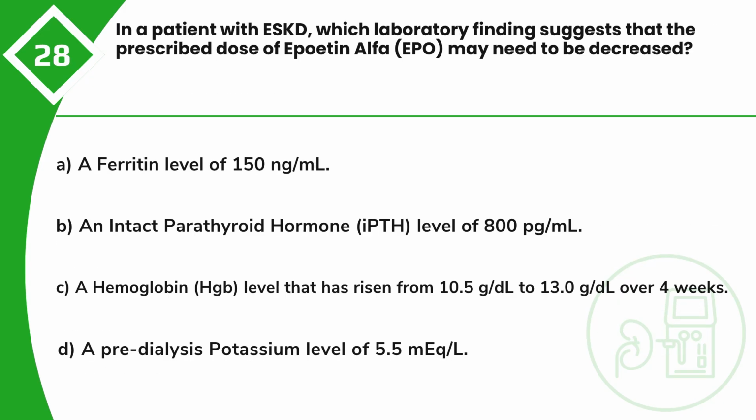Question 28. In a patient with ESKD, which laboratory findings suggest that the prescribed dose of epoetin alpha, EPO, may need to be decreased? A. A ferritin level of 150 nanograms per milliliter. B. An intact parathyroid hormone, iPTH, level of 800 pg/mL. C. A hemoglobin level that has risen from 10.5 g/dL to 13.0 g/dL over 4 weeks. D. A pre-dialysis potassium level of 5 milliequivalents per liter.